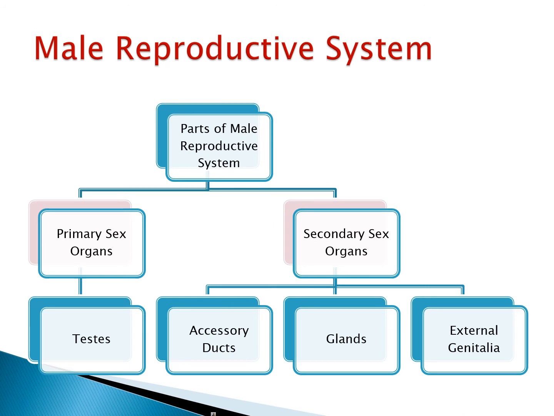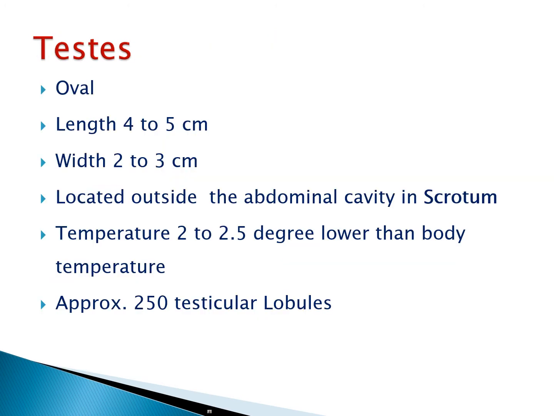First of all, coming towards the male reproductive system. There are two main parts of the male reproductive system. First is the primary sex organs and another is the secondary sex organs. Primary sex organ contains testes while secondary sex organs contain accessory ducts, glands and external genitalia. Now first of all coming towards the primary sex organ, that is testes.